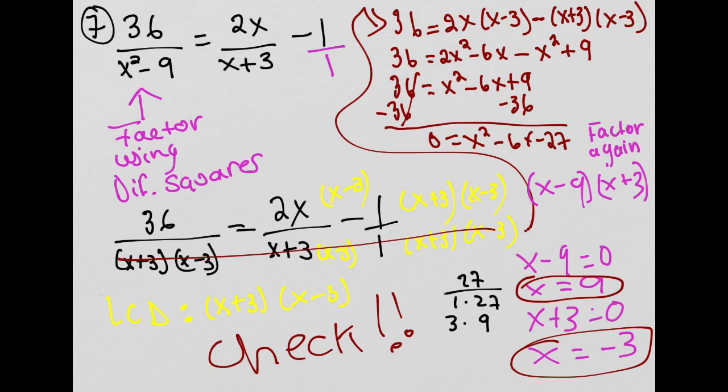If we take 9, let's use a different color for this. If we take 9 and substitute here, we're gonna have 36 minus 9. And then if we substitute here, we're gonna have 9 plus 3. Both are not gonna give you 0. So the 9 is good. Check. However, if we put the negative 3 here, in this one, it's going to be negative 3 plus 3, 0. So that's undefined. And if we put it here, we're going to have negative 3 squared gives you positive 9 minus 9, 0. So this one is not valid. Not valid. The negative 3.